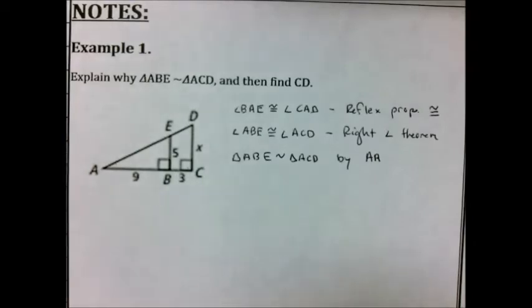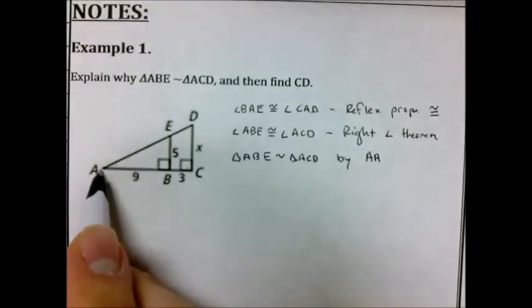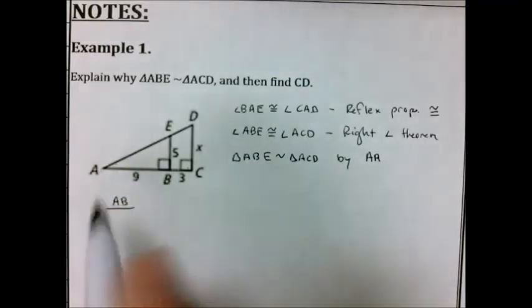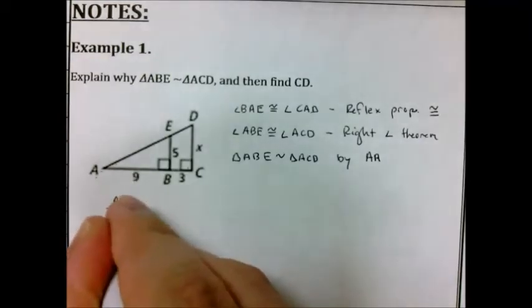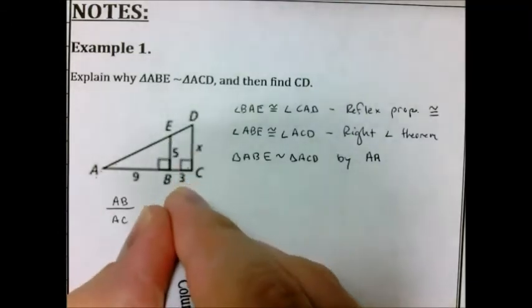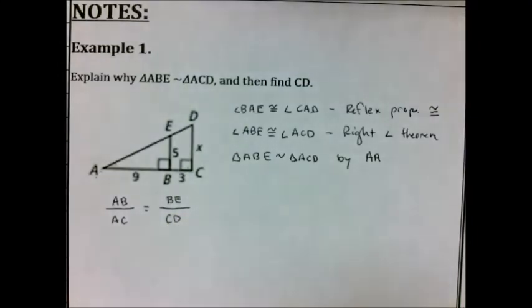We've already proven that. Now we have to set up a proportion using the fact that those two triangles are similar. Okay, so let's go ahead and write some corresponding parts here. We know that line AB of this little triangle is corresponding to AC of the larger triangle, and that should be equal to line BE of this smaller triangle over line CD of the bigger triangle. Remember, the numerators are all the smaller triangle, the denominators are all the bigger triangle. That has to stay consistent.